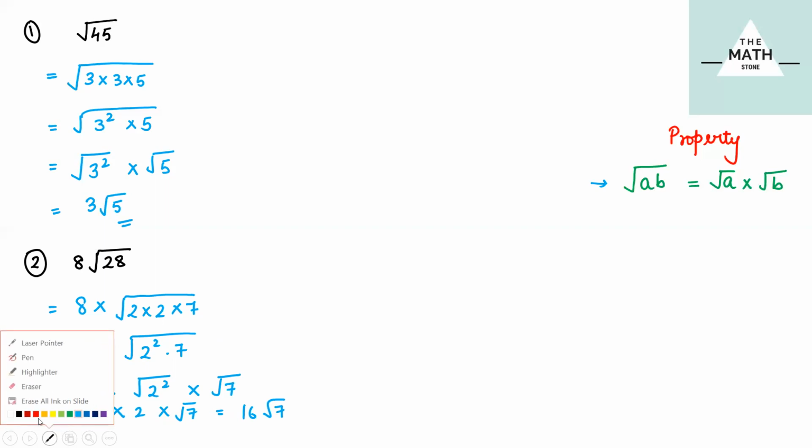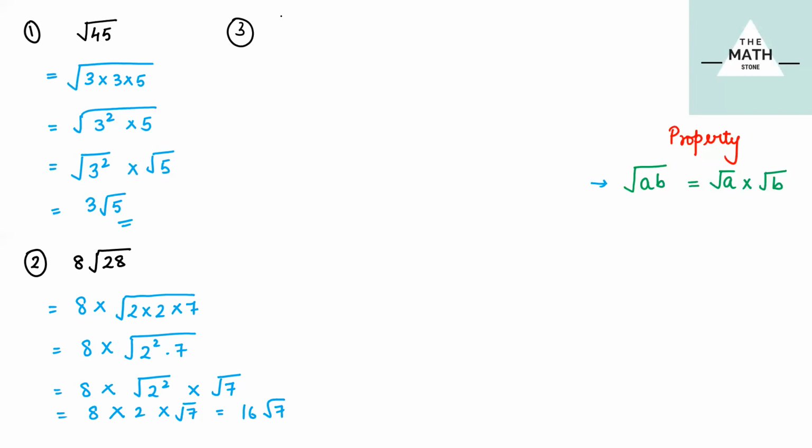Let's do one more. Number 3. Okay. Number 3 is 8 times square root of 98. Let's find the prime factorization of 98. 98 is product of 14 and 7, and 14 is again product of 2 times 7. So 14 can be written as 2 times 7 and times 7. So this is a prime factorization for 98.